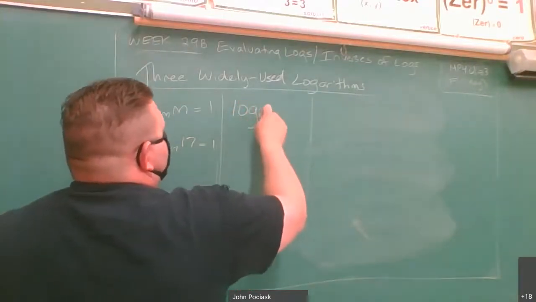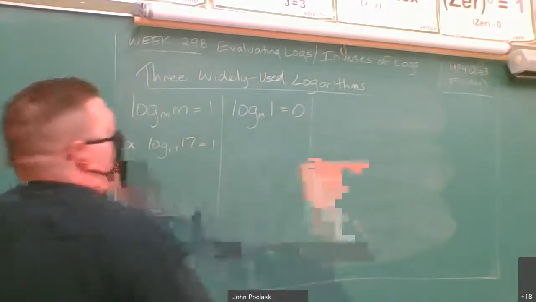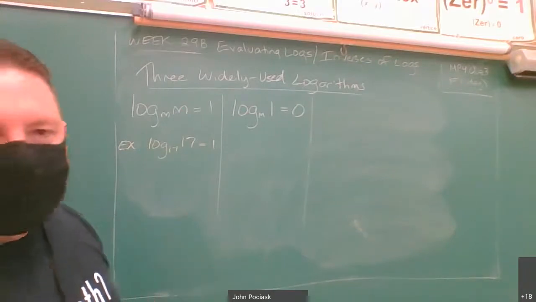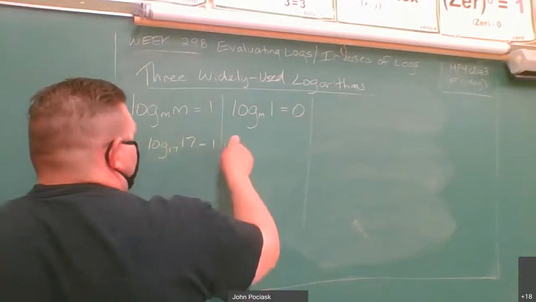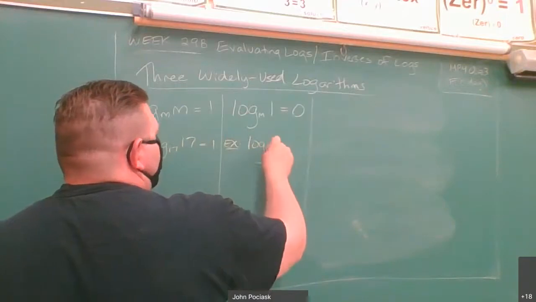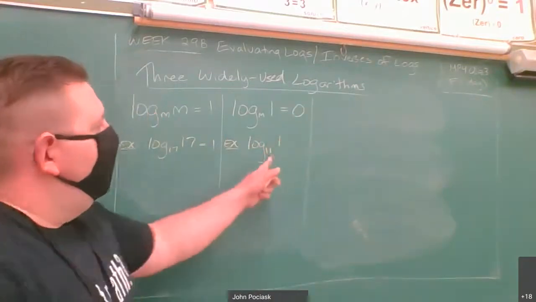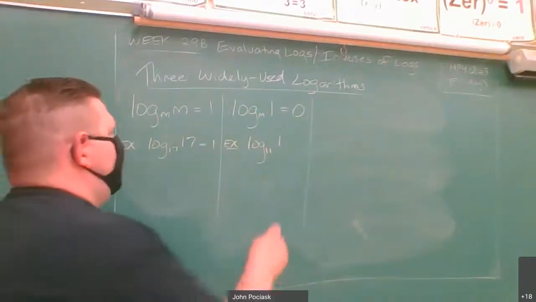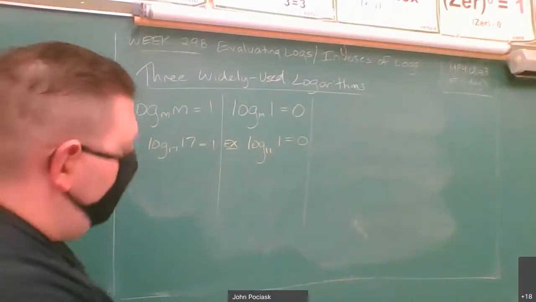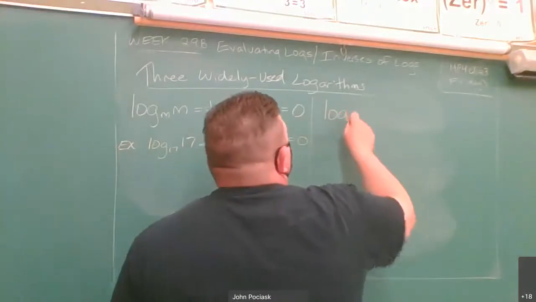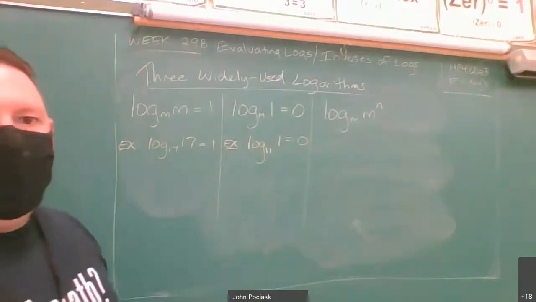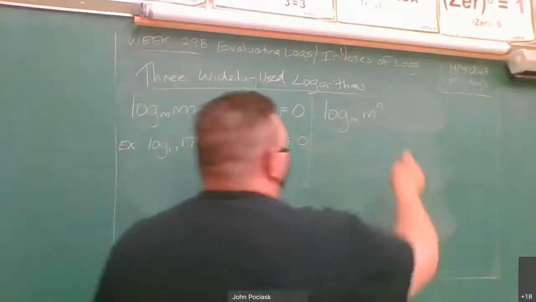Next one would be the log base m of 1 equals 0. And we did one like that. I think it was example C. But I can do the log base, let's say, 11 of 1. It's asking me 11 to what power equals 1? 0. 11 to the 0 power. And then the last one, the log base m of m to the n. The log base m of m to the n equals n.